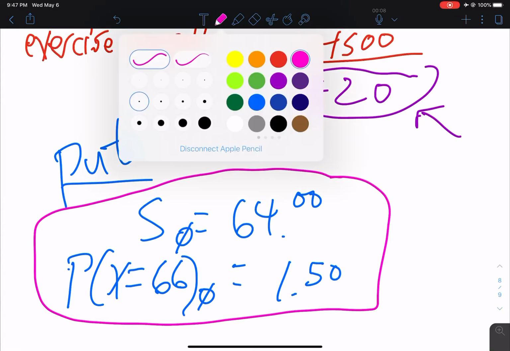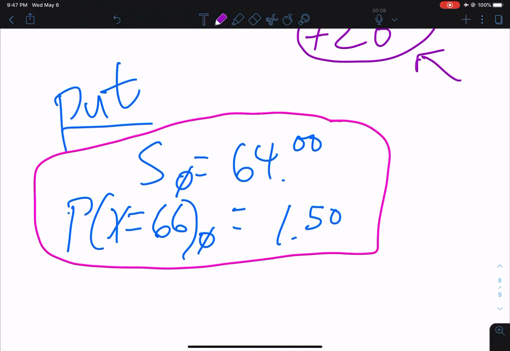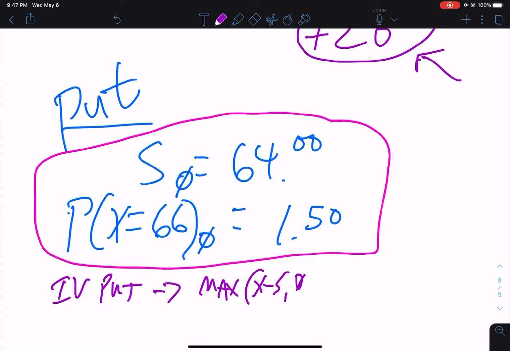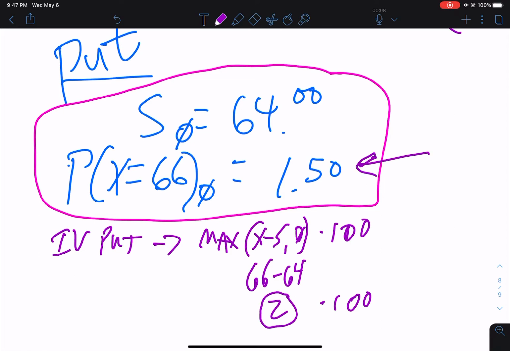Well, let's think. Intrinsic value for the put is the maximum of X minus S, or 0, times 100. X minus S would be 66 minus 64. That's 2. 2 times 100. 2 is bigger than 0, so $200, or $2 on a per share basis. Right here, it's only $1.50 on a per share basis.